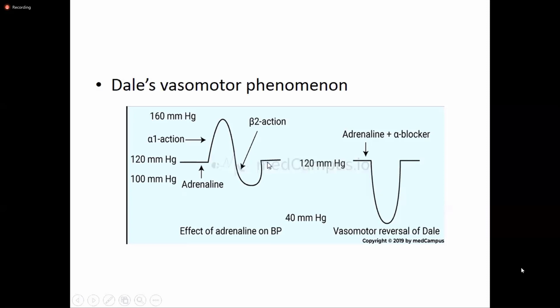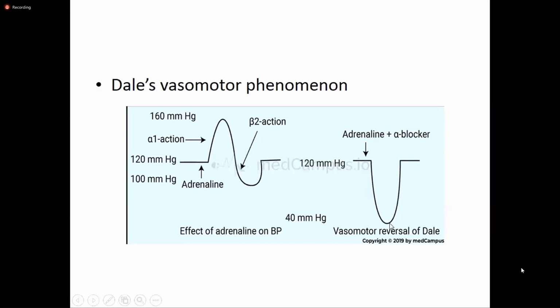And now, what is this vasomotor phenomenon? When you give an alpha blocker, administration of the alpha blocker is followed by administration of adrenaline.